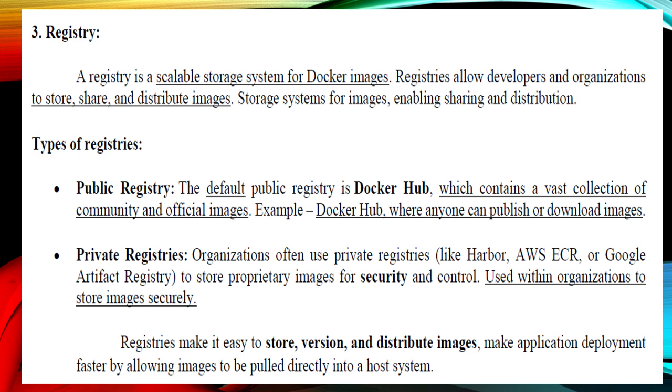Private registry: organizations often use private registries like Harbor, AWS ECR or Google Artifact Registry, which are used to store proprietary images for security and control. It is used within an organization to store images securely. Registries make it easy to store, version and distribute images, making application deployment faster by allowing images to be pulled directly onto the host system.